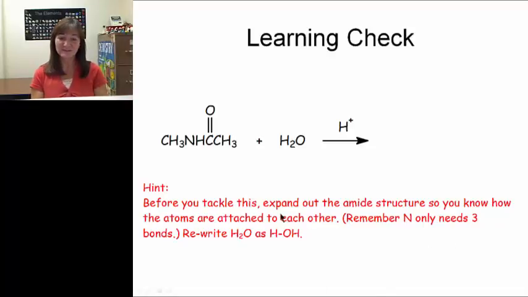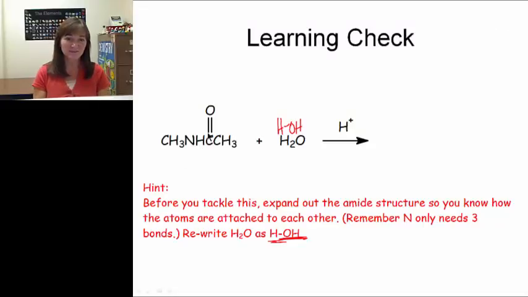Before you tackle this problem, expand out your amide structure so you know how the atoms are attached, so you know exactly what bonds you're going to break. And then after you do that, rewrite the water as HOH. So I always recommend doing that right off the bat when I give you a reaction to write the products. On your test, your part B is going to be very similar to this, where I'm going to give you two reactants and you have to come over here and write the products.